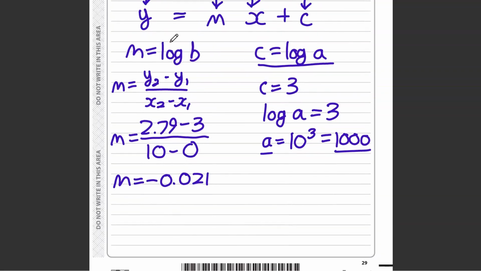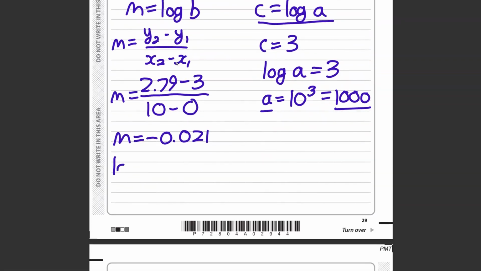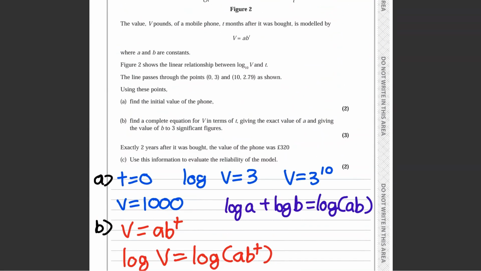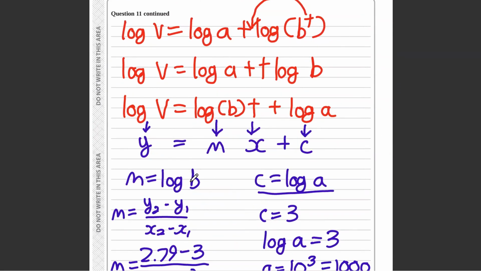Okay, if you put this into a calculator, you get out that m is equal to minus 0.021. As m is equal to log b, this means that log b is equal to minus 0.021. So to make b the subject and find b, it's going to be b is equal to 10 to the power of minus 0.021. If you put this into a calculator, it gives out the value. It says in the question it wants b to 3 significant figures.